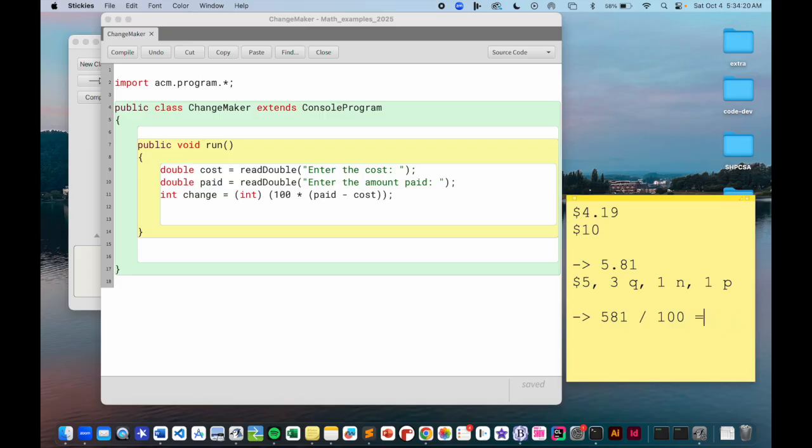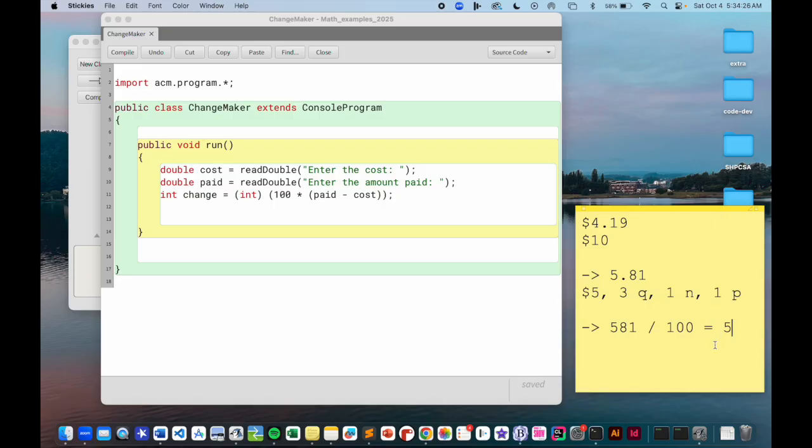Oh, I don't know why that said 581. It's because autocomplete is trying to finish this for me and it doesn't know about integer division. If I do 581 divided by 100, remember, we do integer division in this class, so it actually would be 5.81, but we get rid of the decimal, so that gives me 5. This is the same as if it was 2,581, that would give me 25. So this actually should give me the number of dollars.